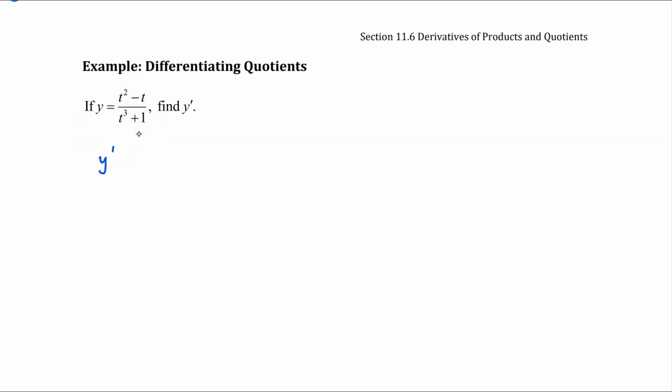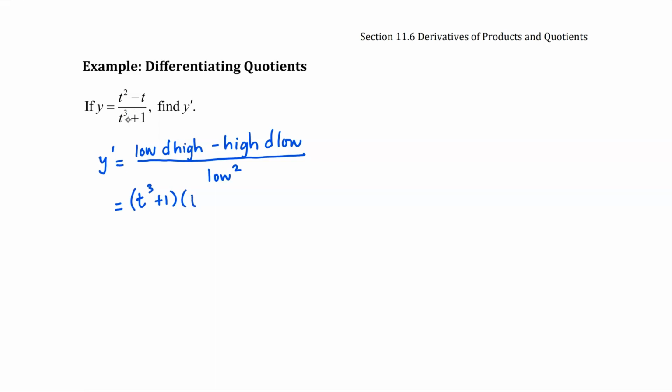So we will use y prime equal to low d high minus high d low all over low squared. So low means the denominator times d high, the derivative of the numerator, minus high, so that's t squared minus t, times the low, t cubed plus 1 prime, divided by t cubed plus 1 squared.